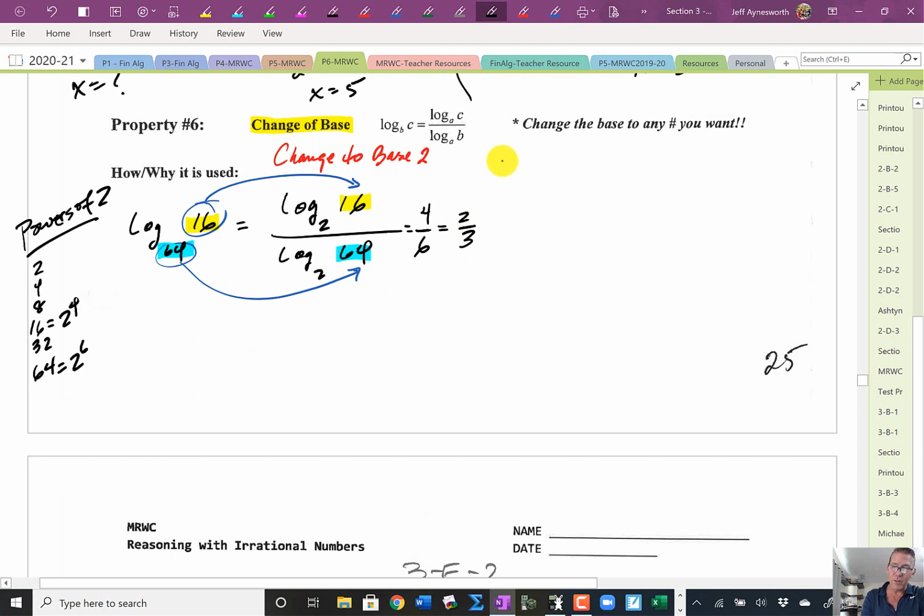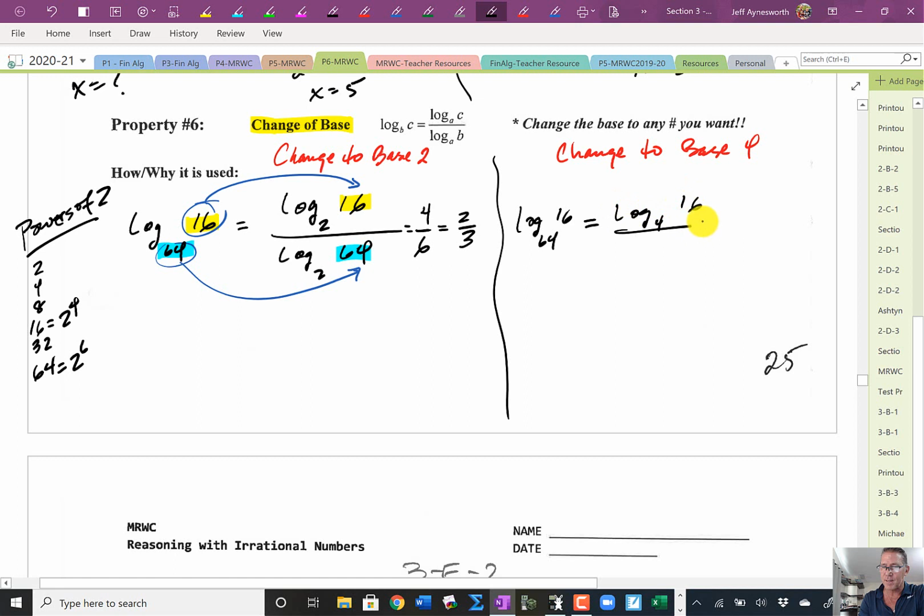Now, is that the only way to do it? No. Okay, I could take log base 64 of 16 and you change to base 4 because these are base 4 numbers as well. Okay, now if I change to base 4, because I said you can change to any base you want, you get log base 4 now of 16 divided by log base 4 of 64. And what does that equal? Well, log base 4 of 16 is 2, because 4 squared is 16, and log base 4 of 64 is 3. Aha! Why? Well, because 4 squared is 16, and 4 to the 3rd is 64.